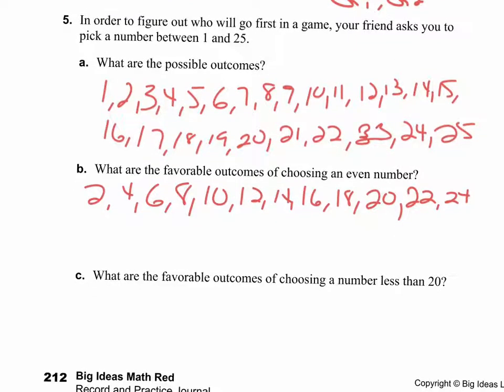What are the favorable outcomes of choosing a number less than 20? So it has to be less than 20. It can't be 20. It has to be less. So I'm not going to write it all the way out, but it's 1 through 19. Any number between 1 and 19 I could choose. Alright, so that is 10.1.